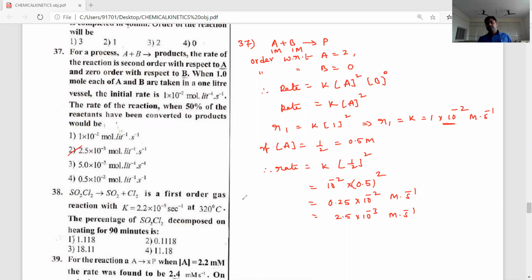Okay, see here, initially concentration of A and concentration of B is equal to 1 molar. In that case the rate is equal to 10 to the power of minus 2, then the rate is equal to the rate constant. Now what is the rate when the concentration of A becomes half? Already from the above data the rate constant we calculated, K is equal to 10 to the power of minus 2, then the concentration of A is equal to 0.5 molar, then the rate of reaction is equal to 2.5 into 10 to the power of minus 3 molar second inverse or mole per liter second inverse. Okay, let's see the next question.